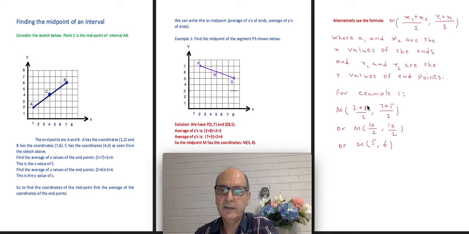And then 2 and 8 is 10, 10 over 2, and 7 and 5 is 12 over 2. If you put that in your calculator or simplify that, you will see that 10 over 2 is 5, or 10 divided by 2 is 5. You can divide it. Fraction is the same as division. If possible, you can divide. 12 divided by 2 is 6. So M has the coordinates of 5 and 6, which is the same answer we had before.